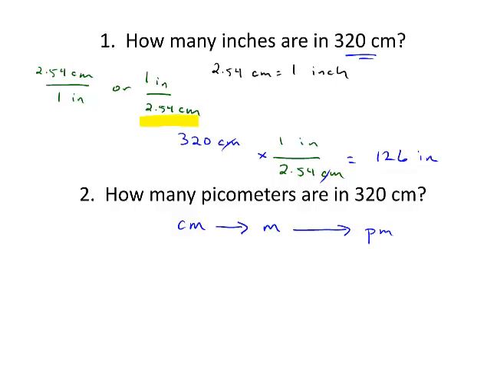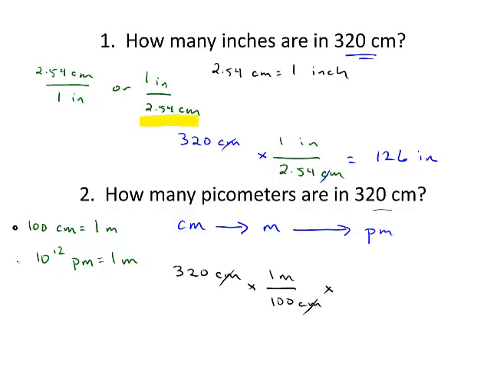The two relationships that I have are there are 100 centimeters in 1 meter, and there are 10 to the 12th picometers in 1 meter. So let's try this. I'm going to start with 320 centimeters. I'm going to first go to meters, so I'm going to select the unit that allows me to keep the meters and cancel the centimeters. So I'm going to write this as 1 meter over 100 centimeters, because then I can cancel the centimeters.